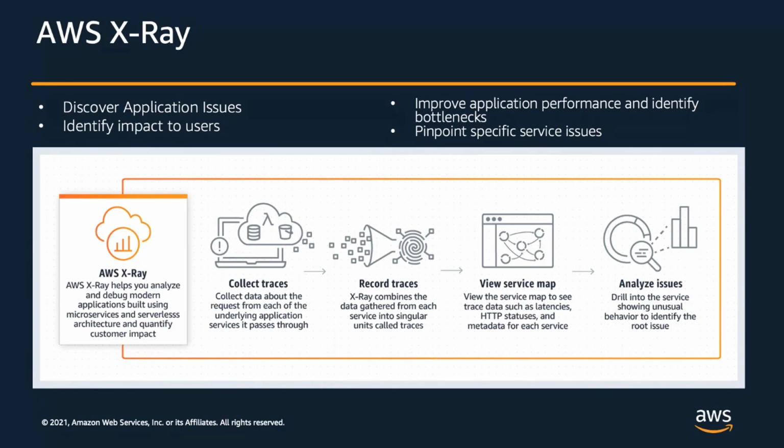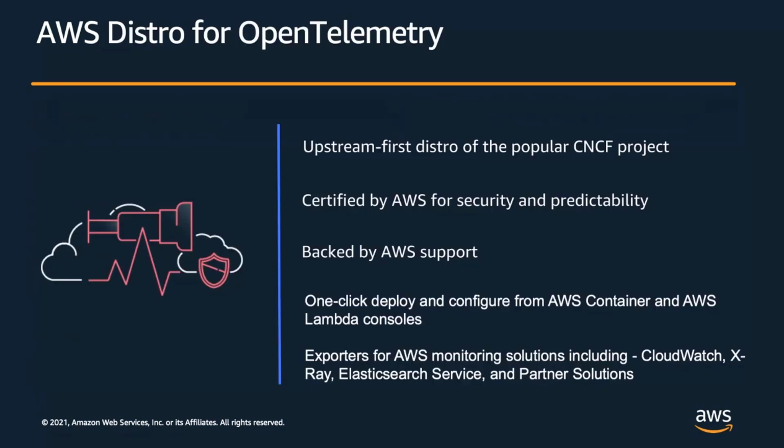Additionally, we have three other services that were recently launched. One is AWS Distro for OpenTelemetry. This allows you to install this service within your containers and AWS Lambda functions. This then allows you to export various metrics to different monitoring mechanisms such as CloudWatch, X-Ray, Elasticsearch Service, and also Prometheus.